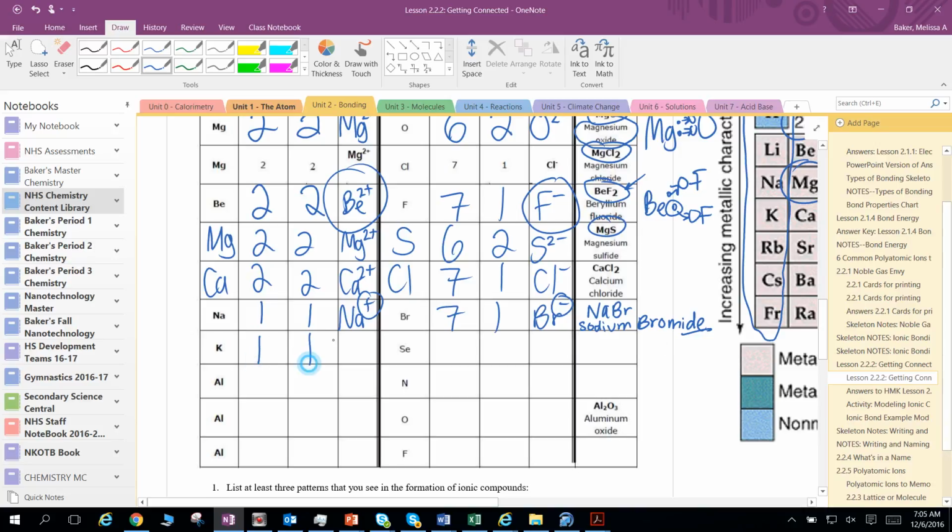Potassium's in group 1A, so it would like to lose 1. Since it's number 18 or 19, if it loses 1, it'll be like argon. Selenium is in group 6A, so it's got 6 valence electrons. It wants to gain 2, and it will form a -2 charge. So this one's tricky. Potassium wants to give up 1, but selenium wants to gain 2 electrons. So that means you need 2 potassiums, each giving up 1 electron to the selenide. Potassium selenide.